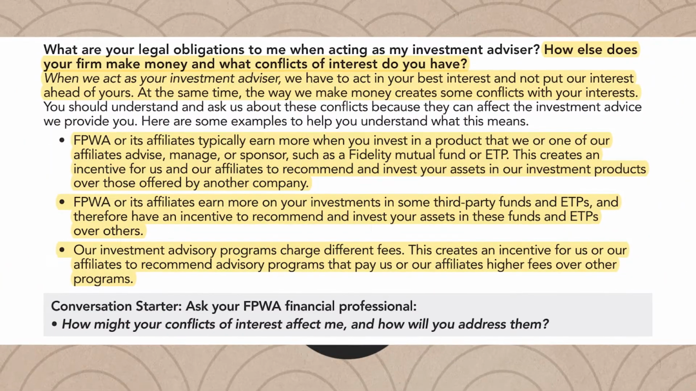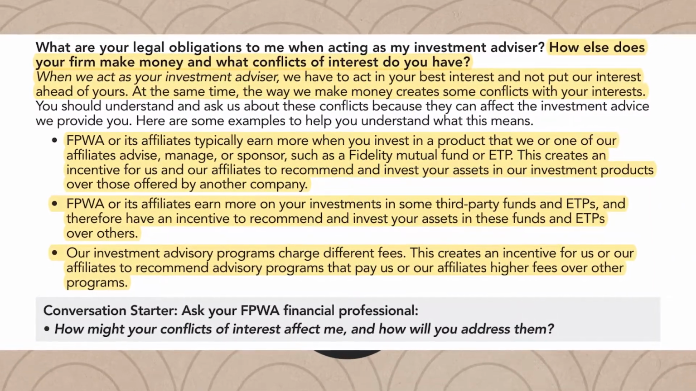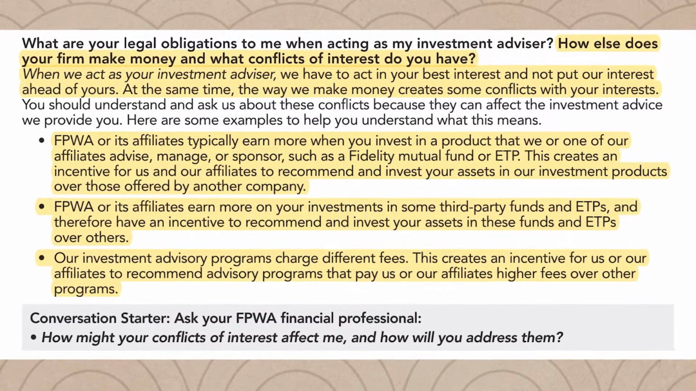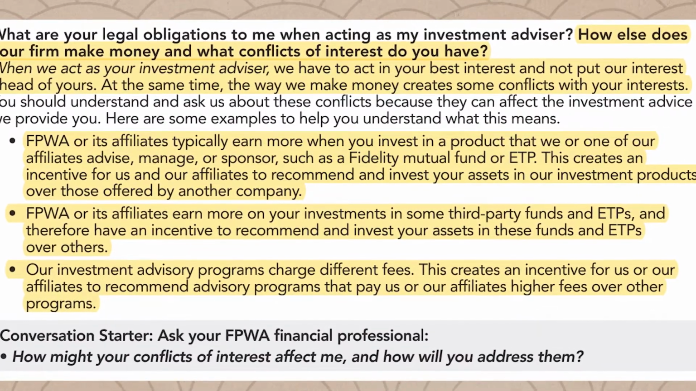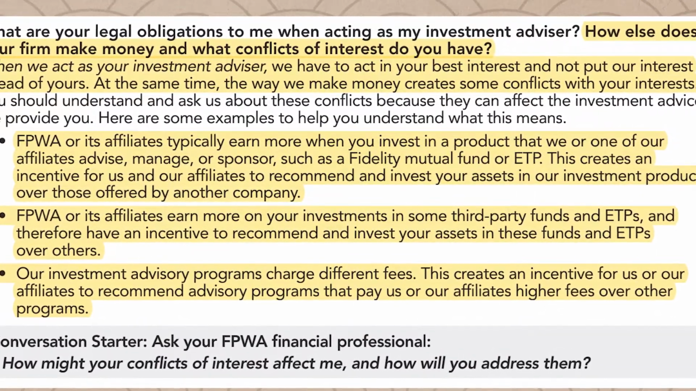And the second one: FPWA, which is Fidelity, the entity, or its affiliates, earn more on your investments in some third-party funds and ETPs, and therefore have an incentive to recommend and invest your assets in these funds and ETPs over others. What does that mean? That means they take kickbacks from some fund companies. Therefore, they have an incentive to invest your money into these funds that give them kickbacks over other funds that don't give them kickbacks. That's the layman language.